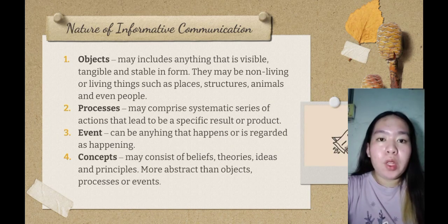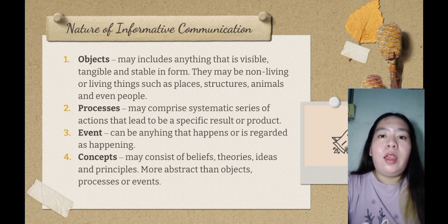Nature of informative communication. First, objects may include anything that is visible, tangible, and stable in form. They may be non-living or living things such as places, structures, animals, even people. Processes may comprise a systematic series of actions that lead to specific results or products. An event can be anything that happens or is regarded as happening. Concepts may consist of beliefs, theories, ideas, and principles, more abstract than objects, processes, or events.